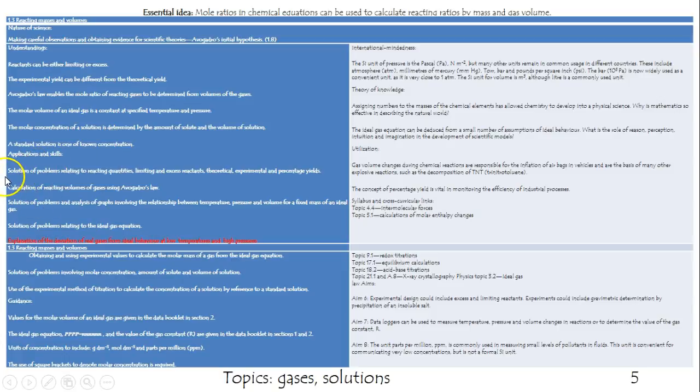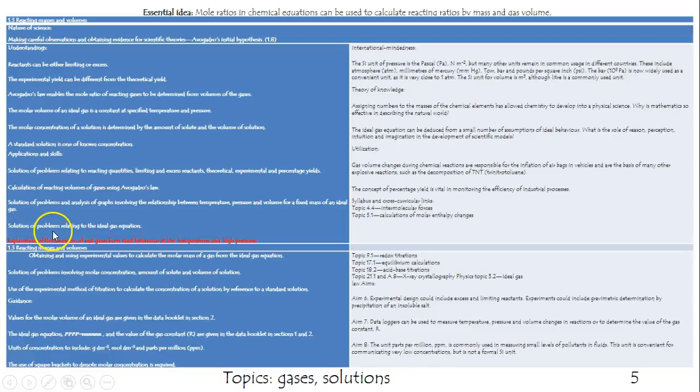Applying this, we should be able to solve problems relating to reacting quantities, limiting and excess reactants, theoretical and experimental yield, and percentage yield. We should be able to calculate the reacting volumes of gases using Avogadro's law, which we discussed above. 22.4 liters is a mole. We should be able to solve problems of analysis of graphs that involve the relationship between pressure, temperature, and volume, which graphs are a straight line, which are a curve, and why.